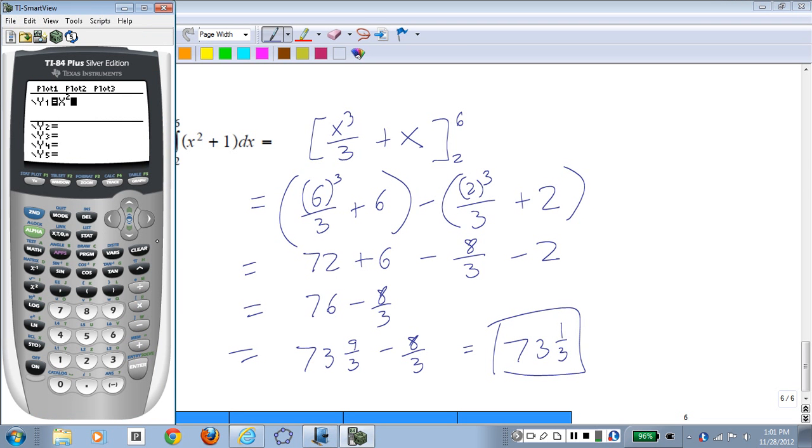X squared plus 1. Graph that. Here we're just going from 2 to 6. So second calc, 7, lower limit 2, upper limit 6. Yeah, 73 1/3 is what we get there.